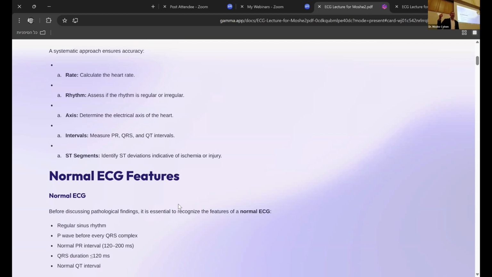So we said rate, rhythm, axis, intervals, and of course the ST segment that I mentioned. The ST segment can be elevated, as we mentioned, in ST elevation MI, or the T wave can be reversed, which would mean ischemia. When you're thinking of the ST segment, think of blood supply. When you have a change in the ST segment, either a reversed T or elevated ST, that would mean very bad things. That would mean acute coronary syndrome, which has to be treated very, very quickly, as we mentioned before.